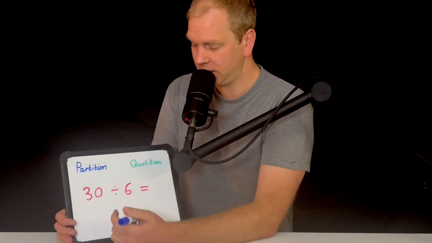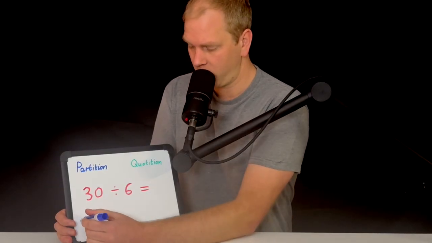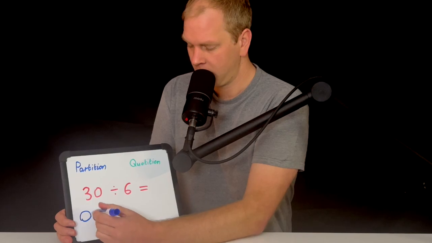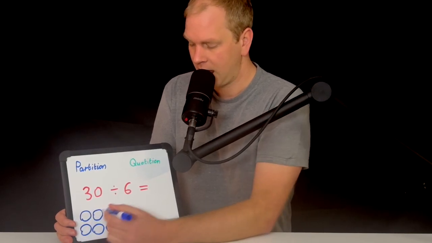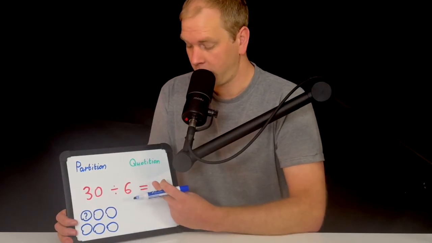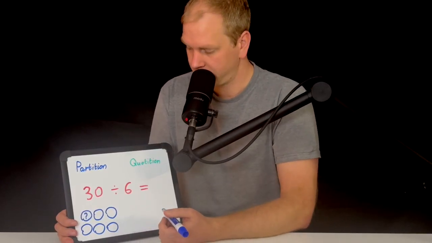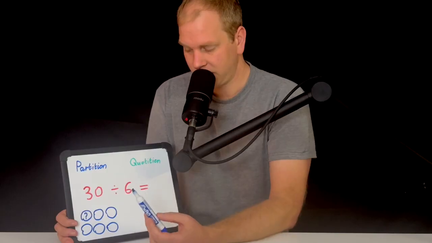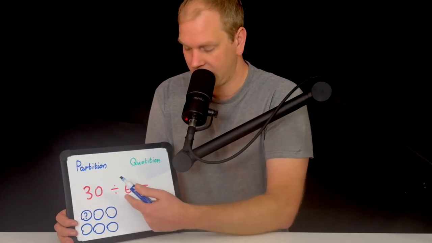So in partition division, that 6 becomes the number of groups. So we're saying, well, we've got 30. And if we shared 30 equally between 6 groups, how many would be in each group? So the number that would go here would be the amount in each group, the equal amount in each group. So when we're thinking about partition division, we're really thinking about equal shares. We're thinking 30 shared between 6.